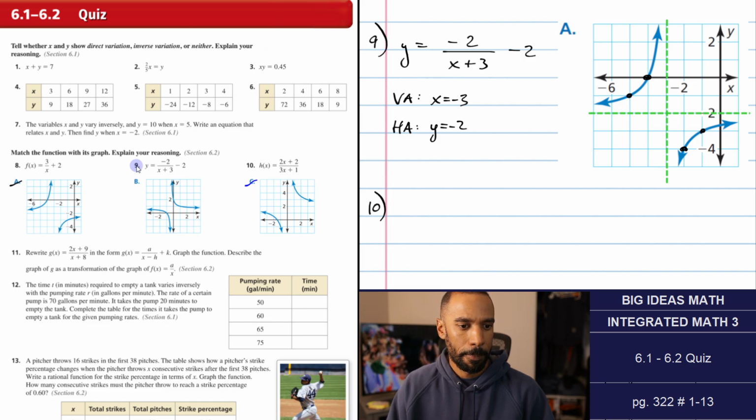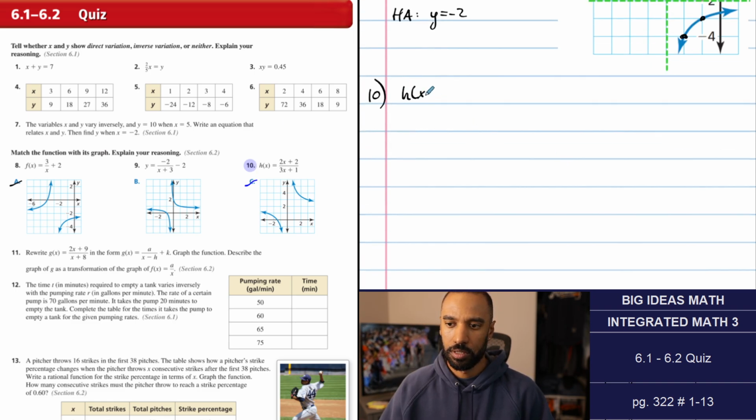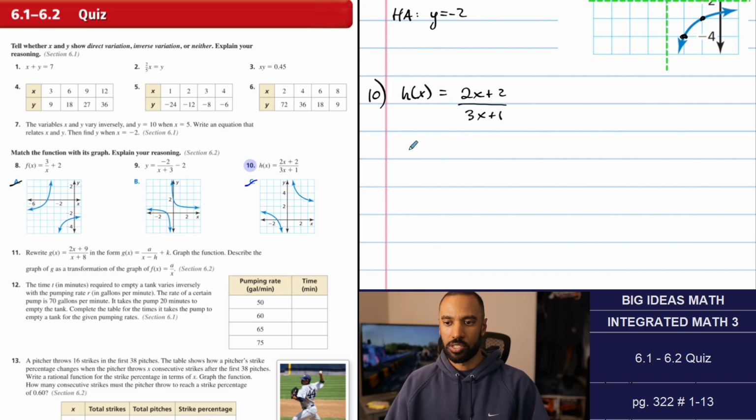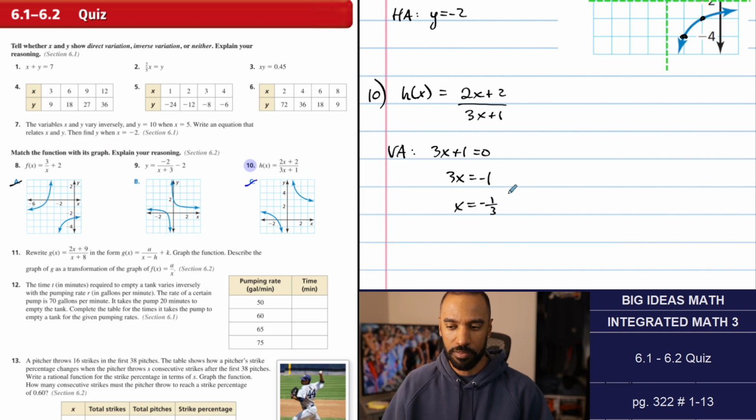But on number 10, we originally have y equals (2x plus 2) over (3x plus 1). Now, a couple things you can do with this. For one, my vertical asymptote is where I set this bottom equal to 0. If I subtract 1 and divide by 3, you get x equals negative 1/3. That is the equation of this asymptote. It's a fraction, but it's there.